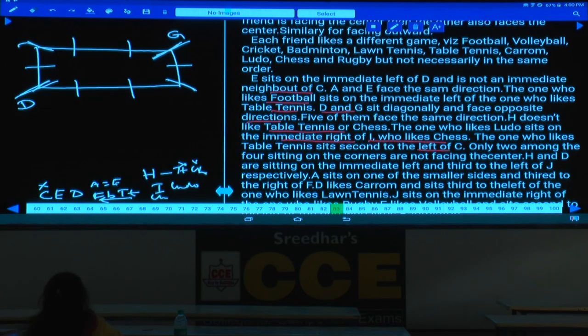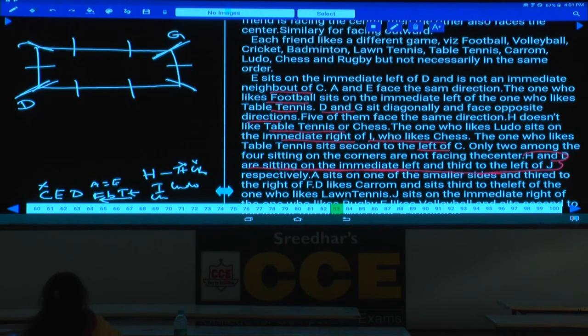Only two among the four seated at the corners are not facing the center, meaning they are facing away from it. Among these four persons, two are facing away, two are facing towards the center. And H and D are seated on the immediate left and third immediate left. Now this is again very crucial information, because we haven't come across this type of statement in your earlier puzzles. This is the first time we are coming across this statement.